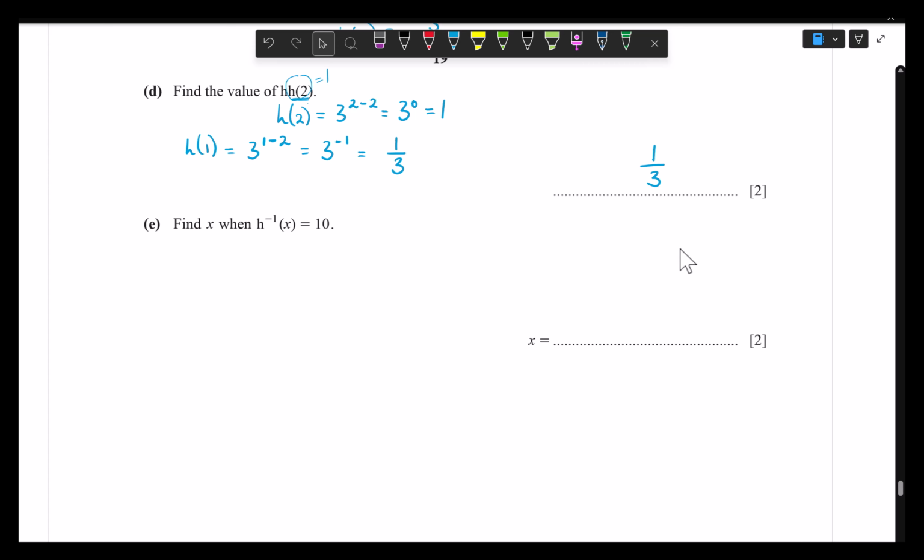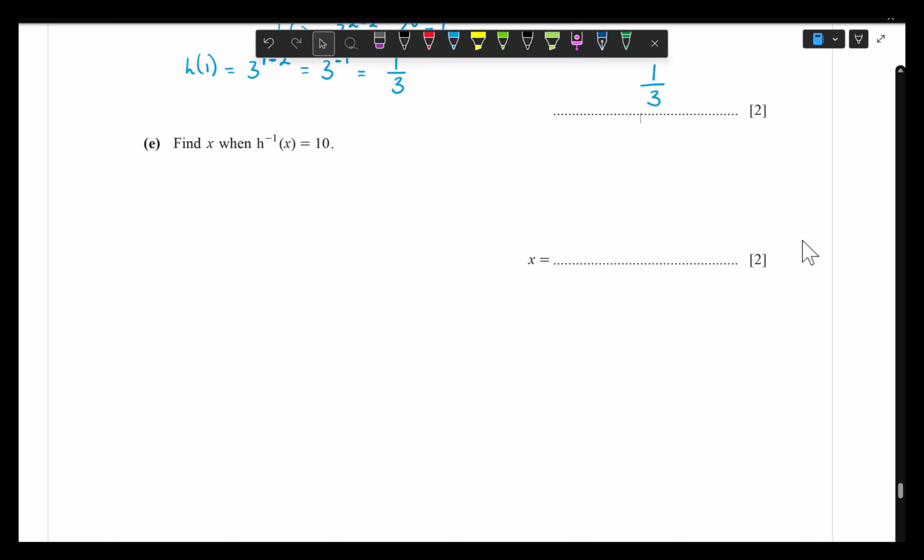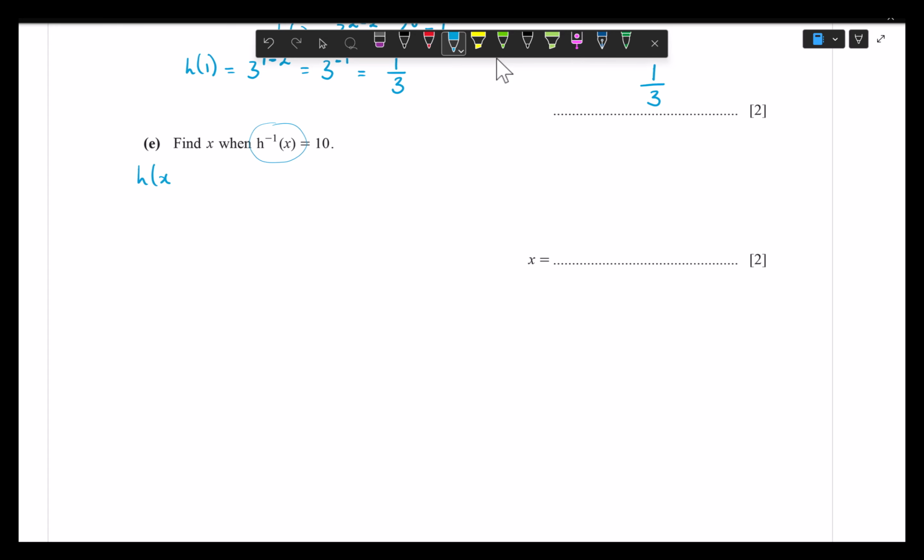And then the last part, find x when the inverse of h of x is equal to 10. So we're going to find the inverse of h of x first. Our h of x is equal to 3 to the power of x minus 2, and we can rewrite it as y is equal to 3 to the power of x minus 2, and then interchanging the variables, we have x is equal to 3 to the power of y minus 2. Now we're going to have y as the subject of the formula.